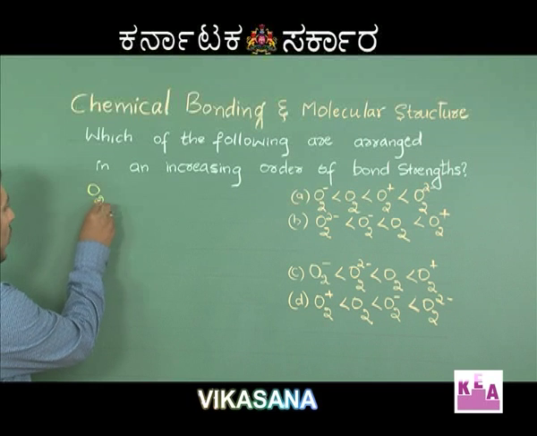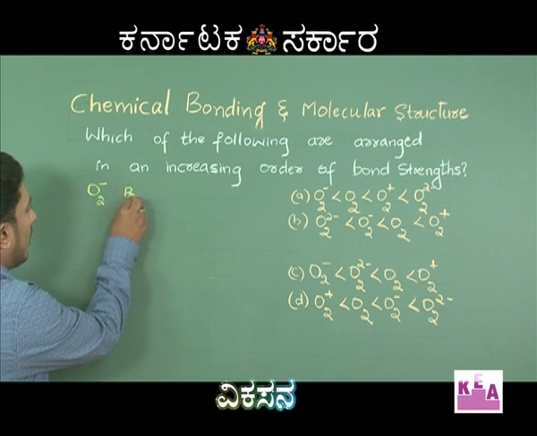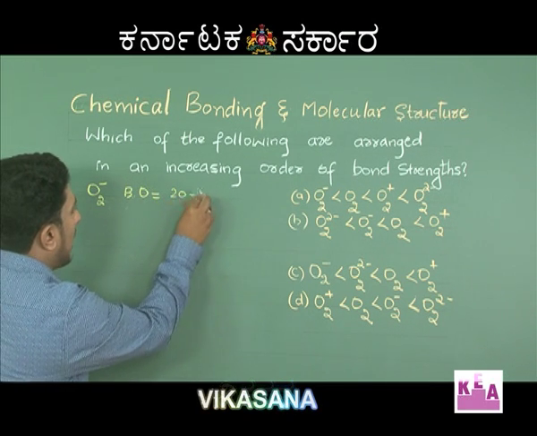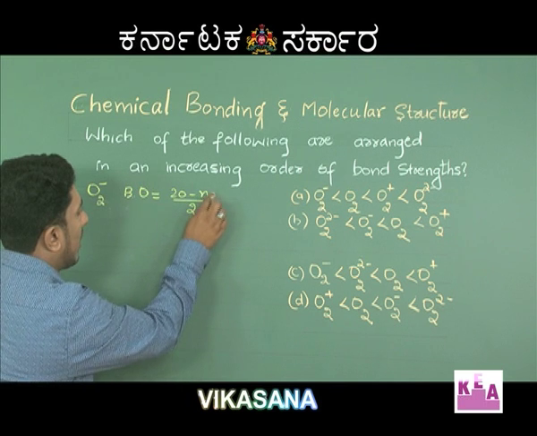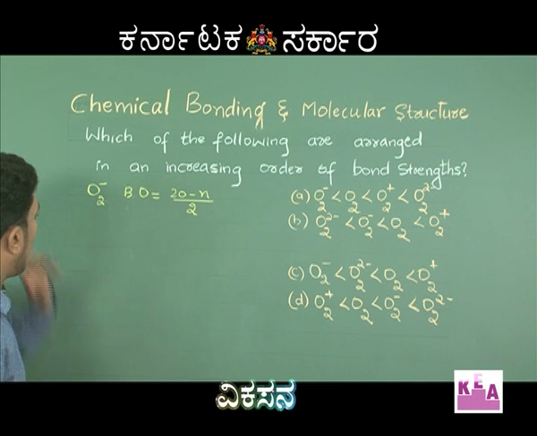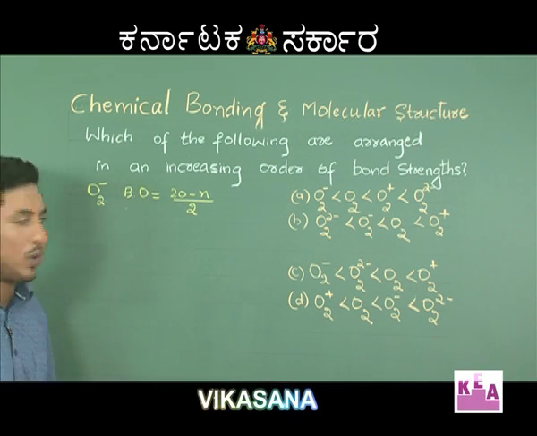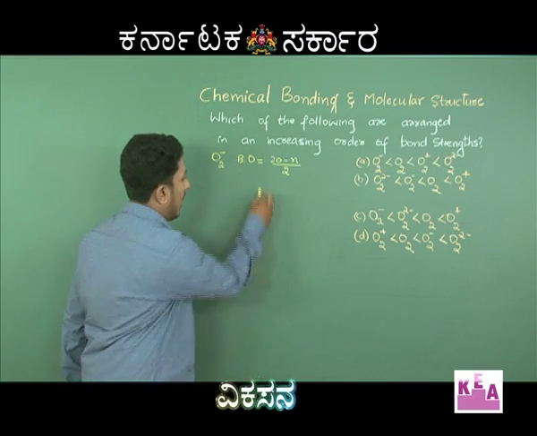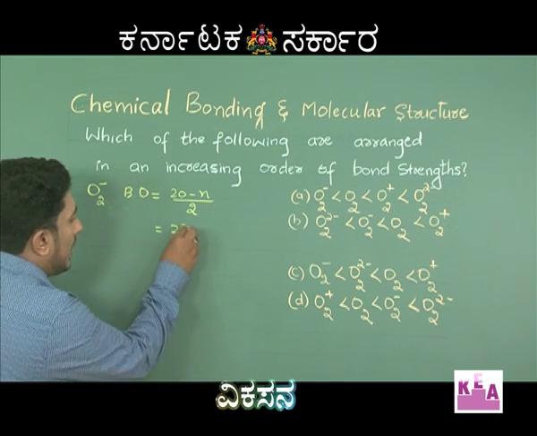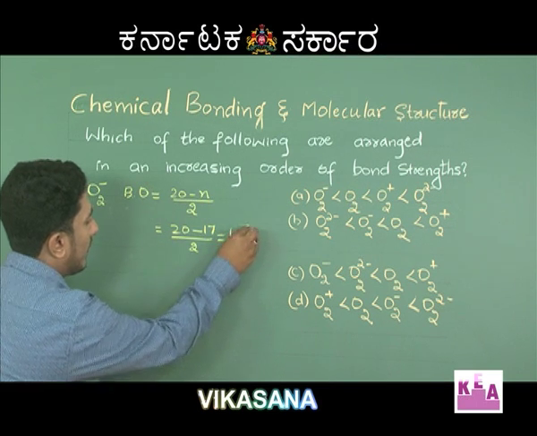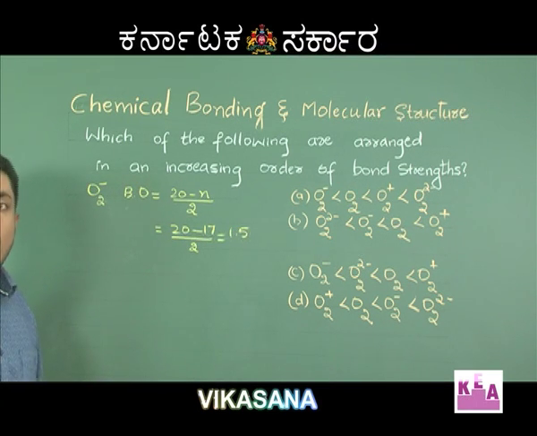We'll first take O2 minus, and the bond order can be calculated using the formula 20 minus n by 2, if the value of n is greater than or equal to 14 and less than or equal to 20. O2 minus: oxygen contains 8 electrons, O2 indicates there are 16 electrons, and minus indicates you need to add an electron, that means it contains 17 electrons. According to the formula it will be 20 minus 17 by 2, so that will be equal to 1.5. That is, O2 minus has a bond order equal to 1.5.